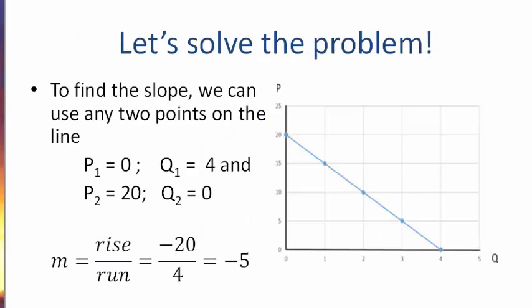Okay, now let's solve the problem with the straight line demand curve presented earlier. First, let's find the slope. So let's use any 2 points on the line. Let's choose the points on the vertical and the horizontal axis. So our original price is 0, quantity is 4. Our second price is quantity 0 and price is 20. So if we use the formula for the slope, the rise over the run, the change in price is negative 20, the change in quantity is 4, so the slope of the line is negative 5.